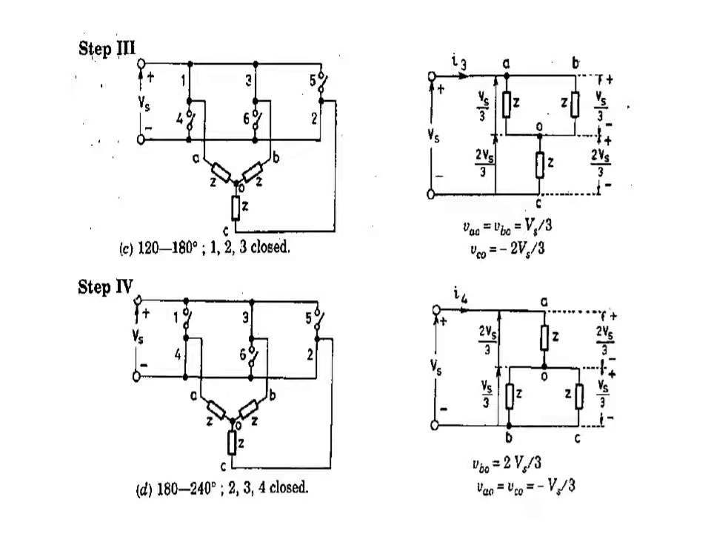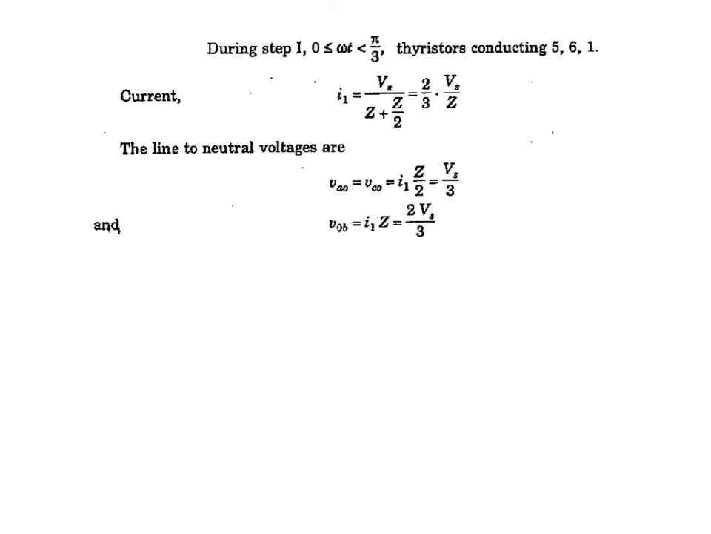Using this equivalent circuit, we can find out the current and line to neutral voltages in the particular circuit. We will be concentrating on two steps in order to find out the current and line to neutral voltages. So during step 1, that is when omega t is greater than 0 and less than pi by 3, thyristors 5, 6 and 1 are conducting.